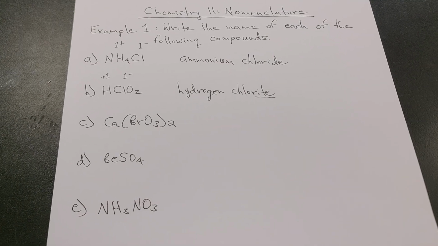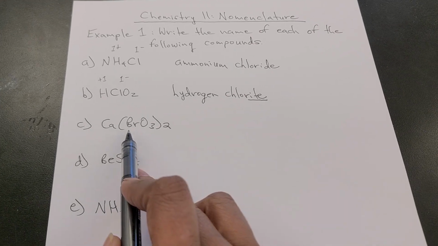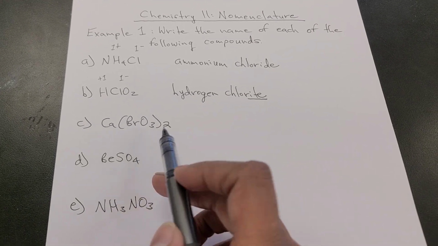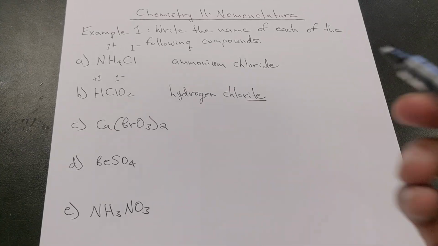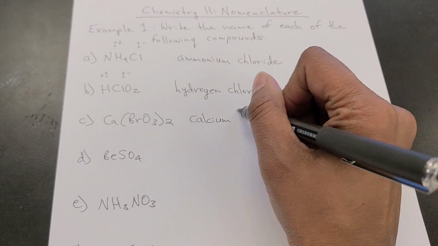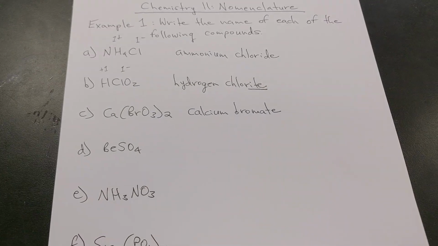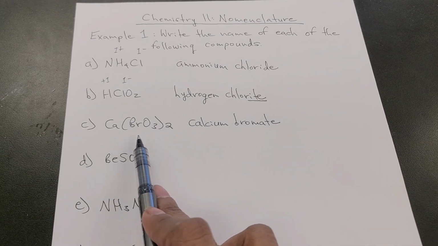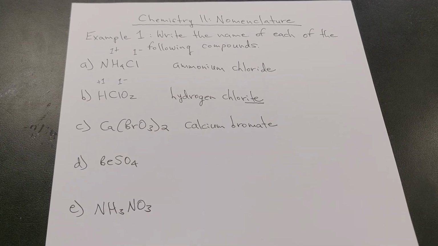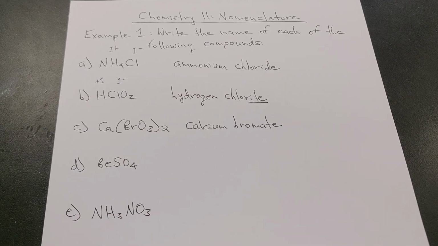Okay, let's take a look at C. I see Ca is calcium. And if you don't know, again, polyatomic here, BrO3, this is bromate. So I'm just writing calcium bromate. Don't worry about the numbers and the subscripts that you see here. We'll take a look at how to write out the actual formulas in just a little bit.